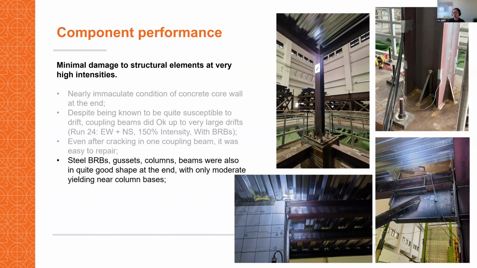And for the steel components, there's no damage or failure observed. The BRBs and gusset plates, columns, beams, and connections are all in quite good shape at the end. We only see some yielding near the end of the column base, and that yielding cannot even be observed visually. We need to look really into the strain data to see, okay, there's some yielding at the column base. So in general, all the steel components are all good.